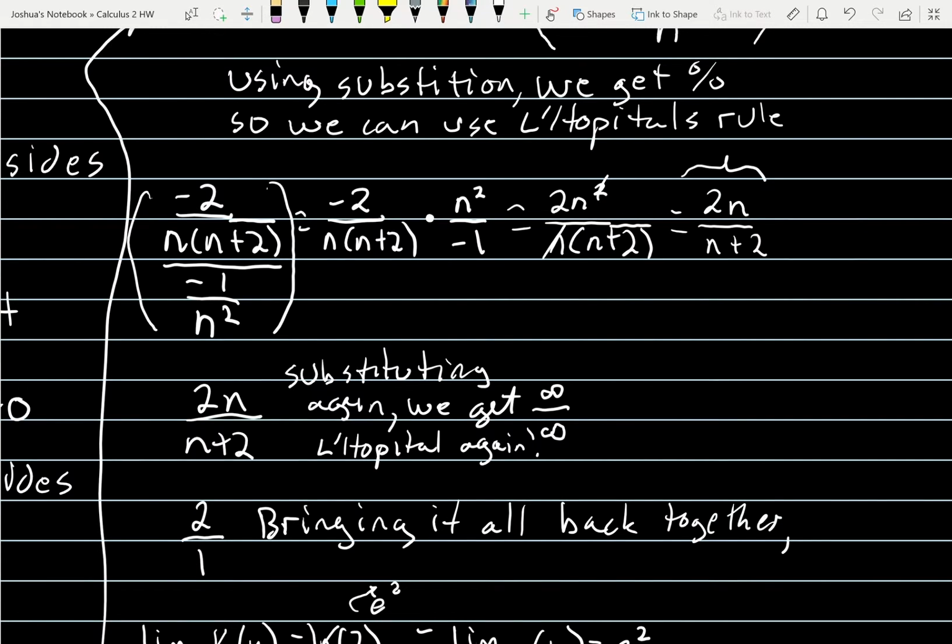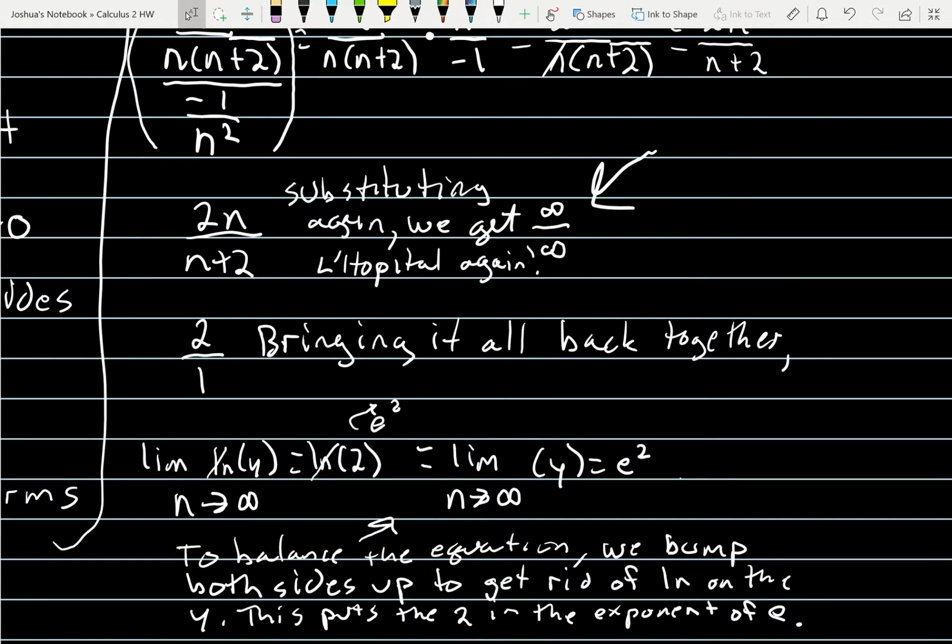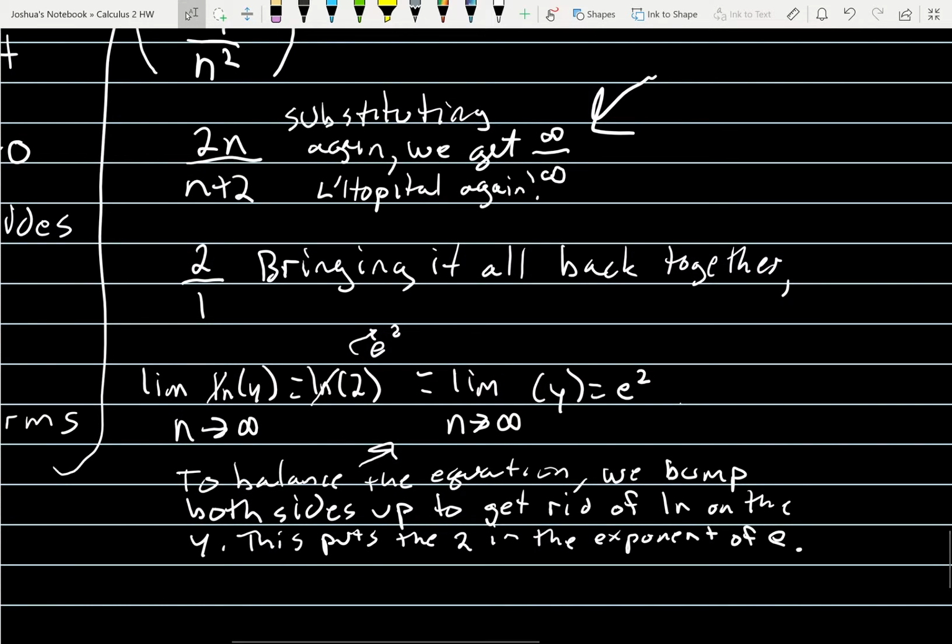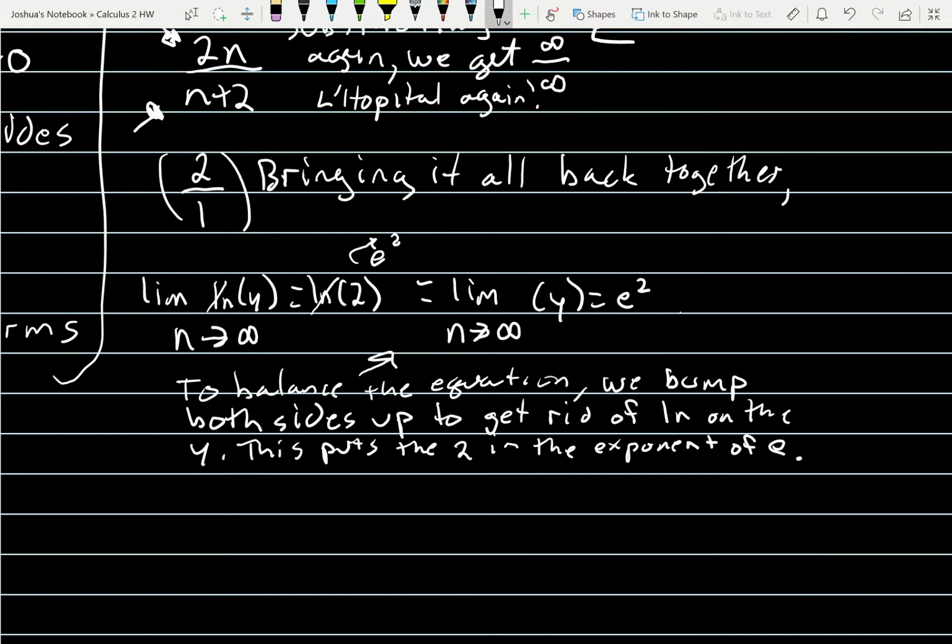I wrote it down here. Boom! You're going to get infinity over infinity, so we L'Hopital this again. We take the derivative of that, we get 2, take the derivative of that, we get 1, and look at that, like magic, 2 over 1 shows up right here. Amazing. So now we've got 2. So the limit of the natural log of y as n approaches infinity equals the natural log of 2.